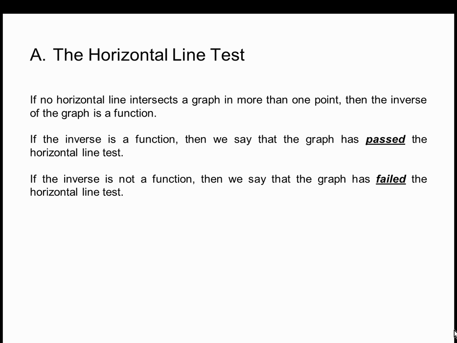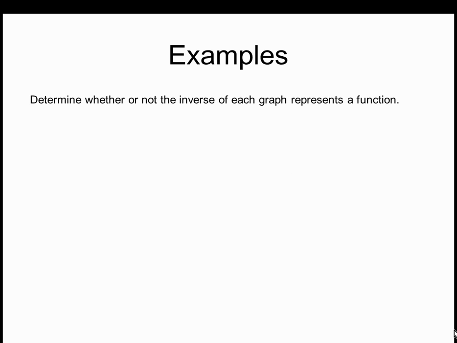Let's try some examples now. If the inverse is not a function, then we say that the graph has failed the horizontal line test. Just like with the vertical line test, passing meant it was a function, failing meant it wasn't a function. So for the horizontal line test, passing means the inverse is a function, failing means the inverse is not a function. So some examples. Determine whether or not the inverse of each graph represents a function.